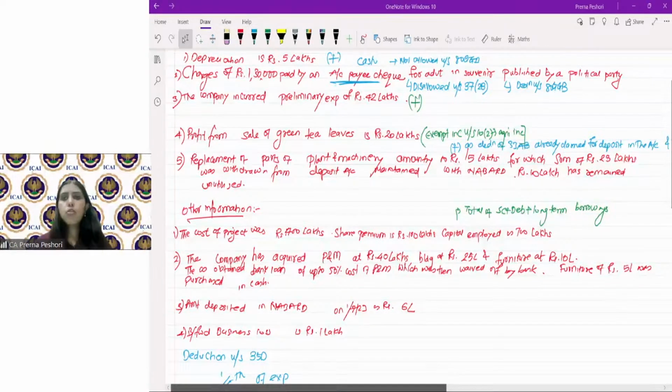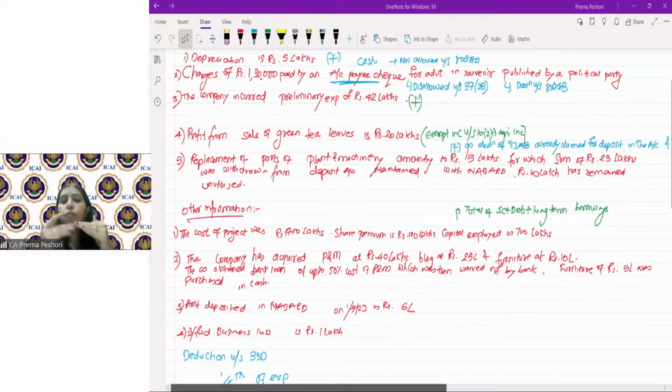Add 10 lakhs. Yes, Kaushiki, correct. But why will it get added? Is there any provision in relation to that? Okay, let's try and understand.